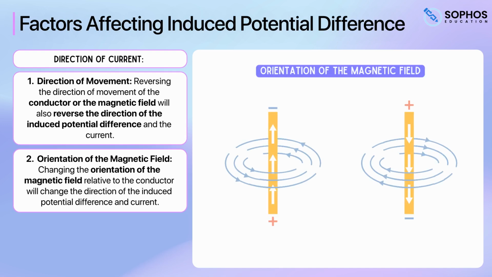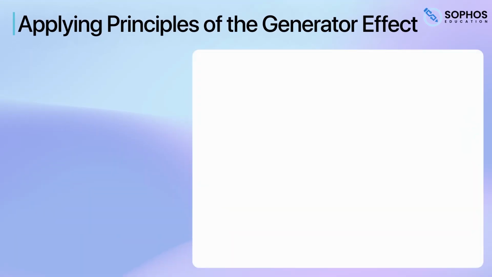Secondly, we have the orientation of the magnetic field. Changing the orientation of the magnetic field relative to the conductor will change the direction of the induced potential difference and current. For instance, if the direction of the magnetic field is flipped, the direction of the induced voltage and current will also flip. Let's now take a look at a practical application of the generator effect.